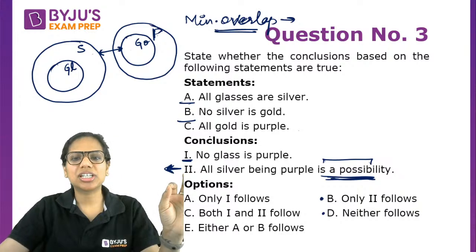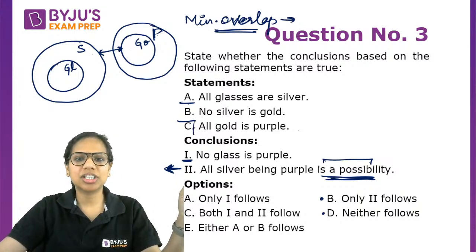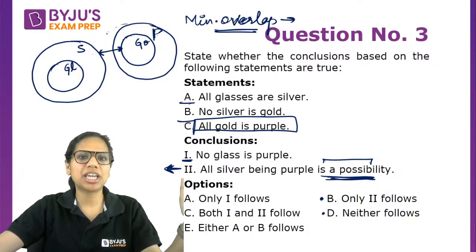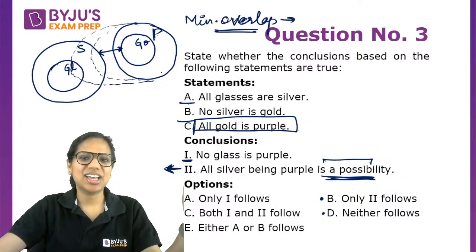What is the constraint on purple? That it has to cover gold. That's it. No other constraint on purple. Purple can be drawn like this. Purple can be drawn like this. Purple can also be drawn like this.